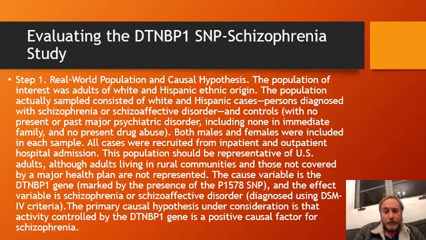What's the cause variable? It's the DTNBP1 gene, which is marked by the presence of this particular polymorphism, the P1578 SNP. The effect variable is schizophrenia or schizoaffective disorder, as diagnosed by the DSM-4. The causal hypothesis is that activity controlled by the DTNBP1 gene is a positive causal factor.